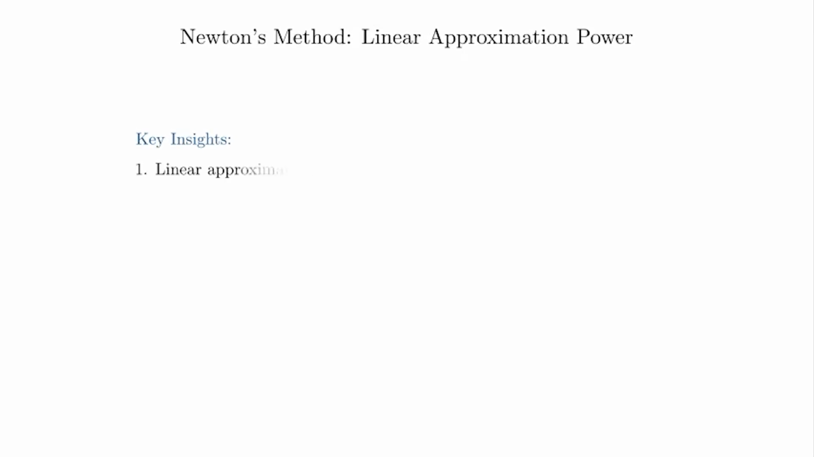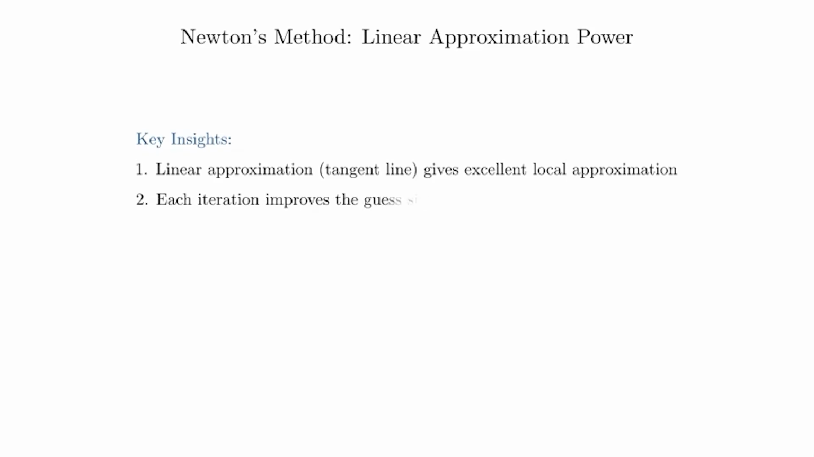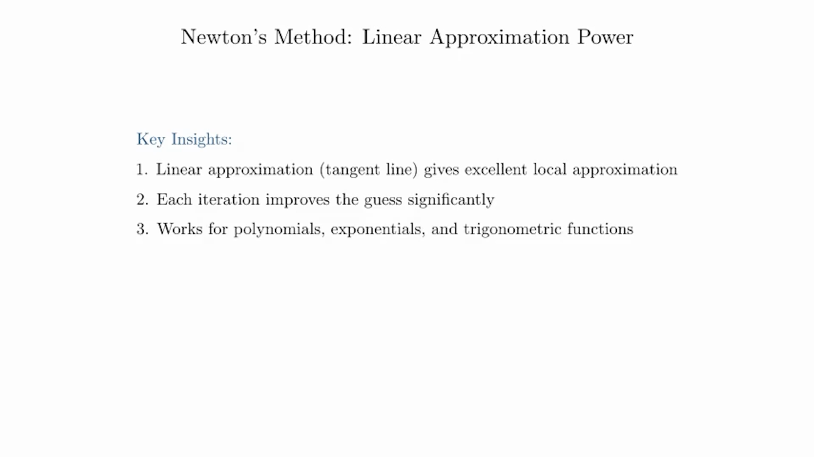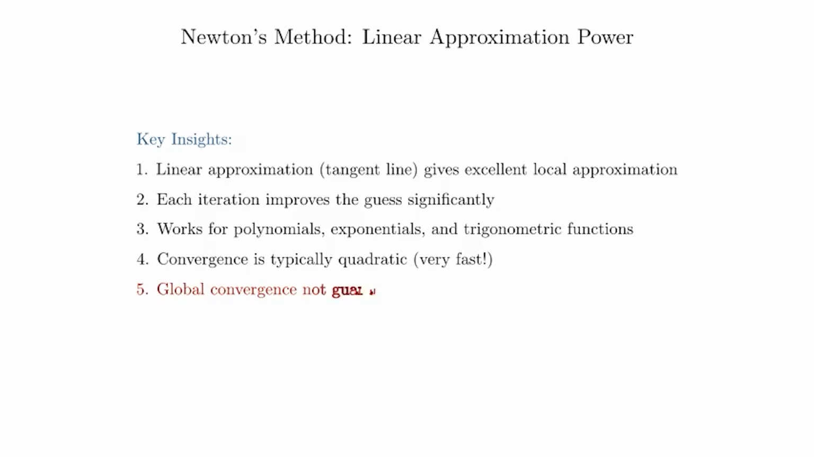So to conclude, if a function locally can be approximated well using its linear counterpart by using just the functional value and its derivative information, then Newton-Raphson is the best method. Each iteration will improve the guess significantly. It is particularly useful for polynomials, exponentials, and trigonometric functions. And the convergence is very fast, typically quadratic. But we cannot guarantee global convergence for general functions, and sometimes the method fails if the derivative information is bad or the function is not differentiable.